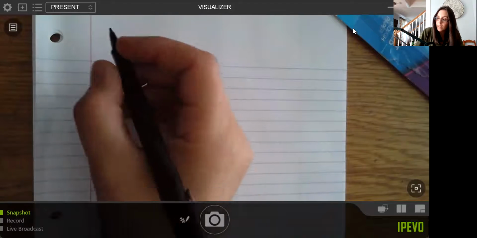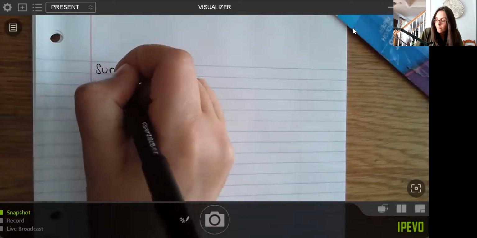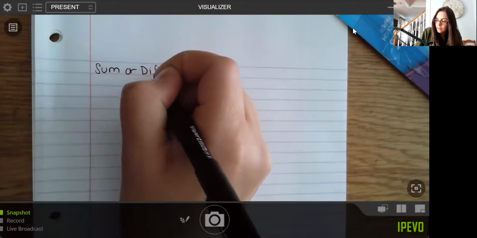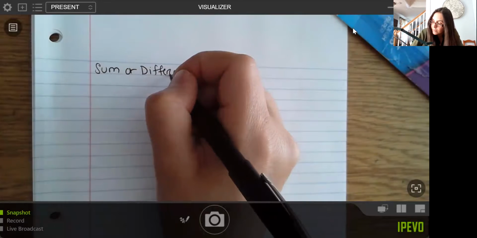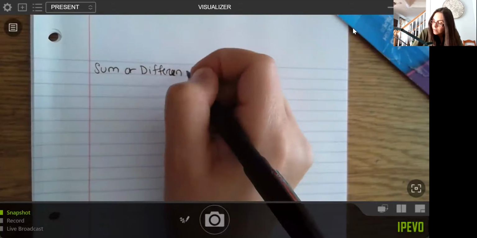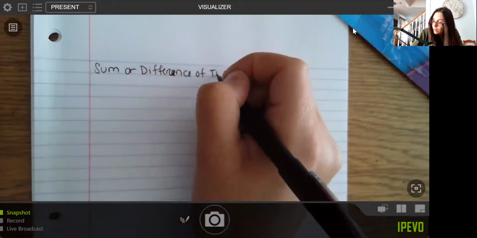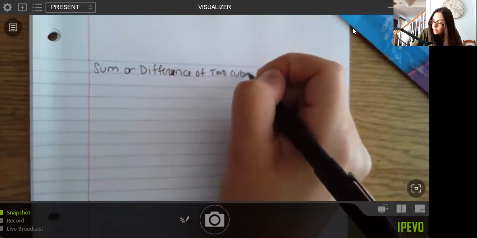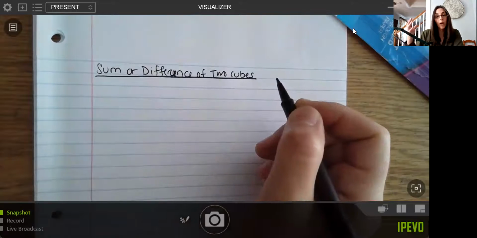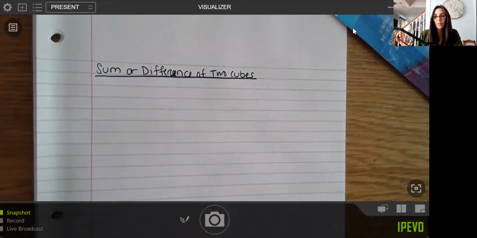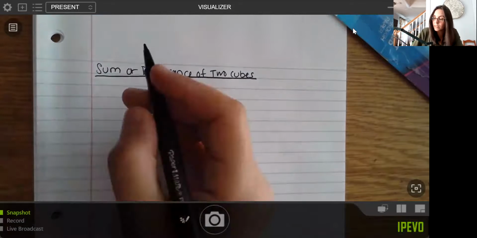And this is going to be the sum or difference of two cubes. So instead of being squares, we're talking about cubes here. So there's two different formulas depending if it's a sum or difference.